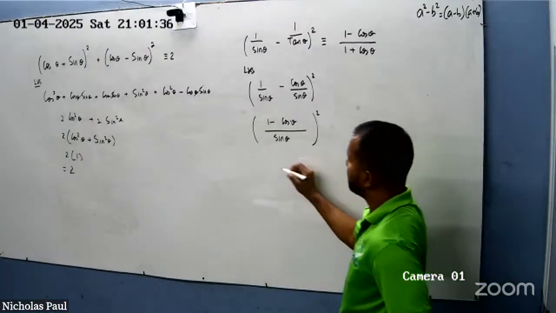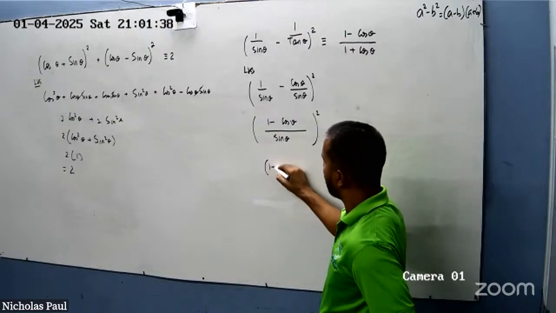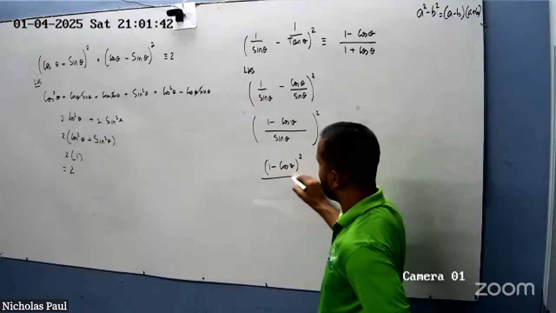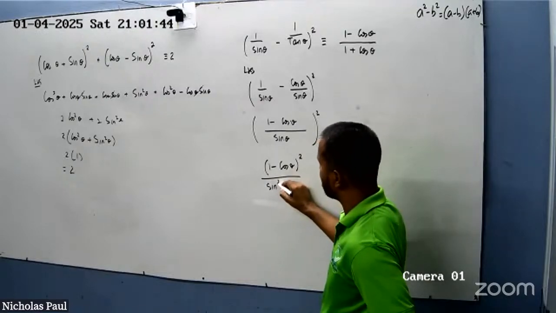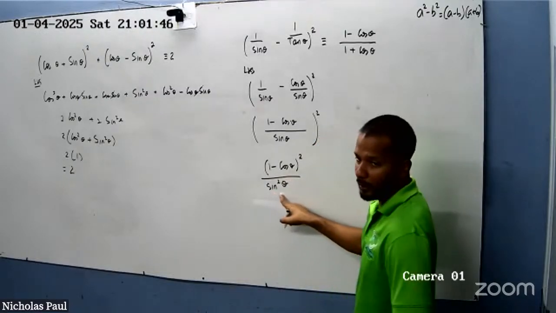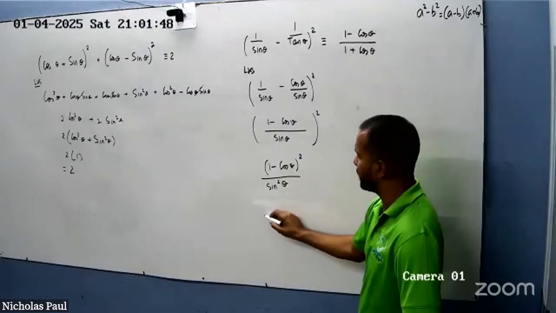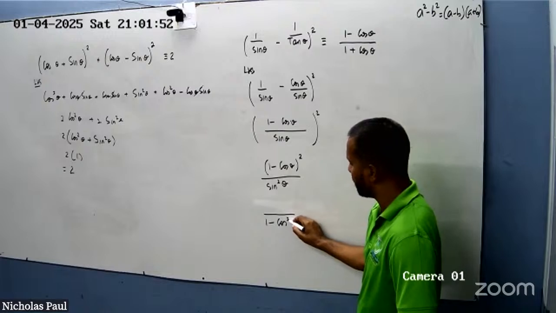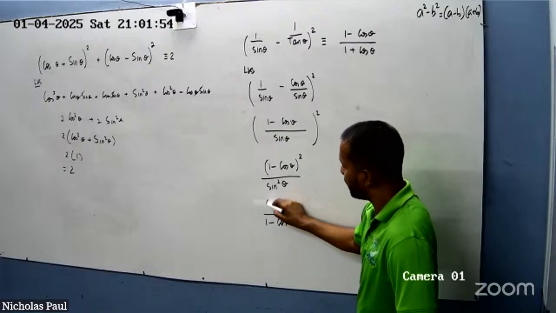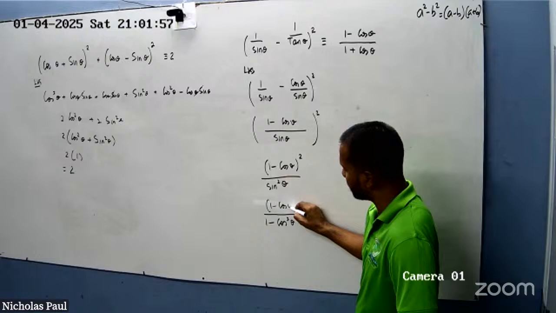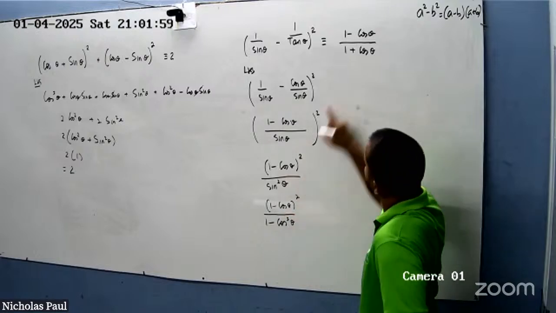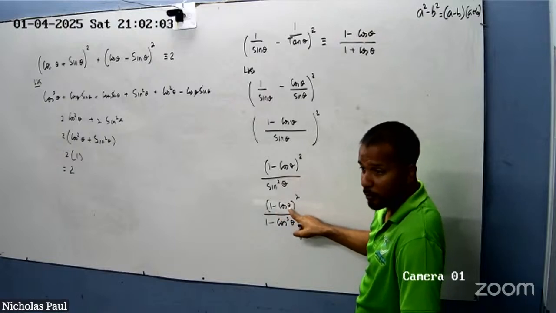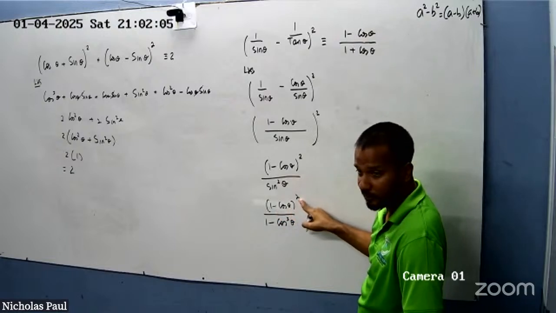When you square, you should get 1 minus cos theta, squared, and here is sine squared theta. We know that sine squared is 1 minus cos squared theta. The numerator, don't expand it out. You know why? Because you want to get 1 minus cos theta, and you already have that here. Just find a way to get rid of this.